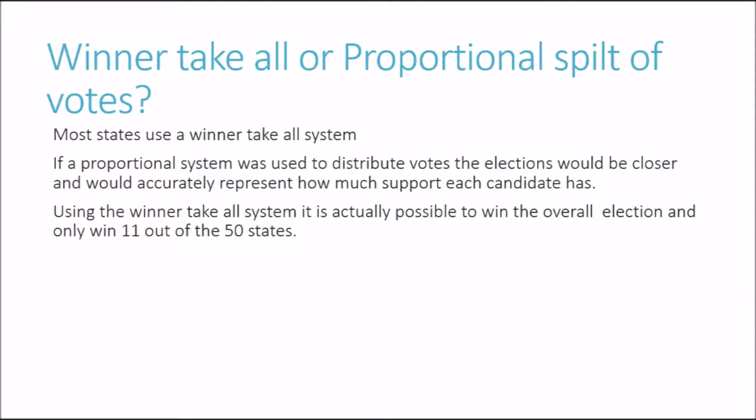Most states use a winner-take-all election based on popular vote. The winner of the state's popular vote receives all of the state's electoral votes. If a proportional system was used to distribute votes, the elections would be closer and would accurately represent how much support each candidate has. Under the winner-take-all system, it is actually possible to win the overall election and only win 11 out of the 50 states.